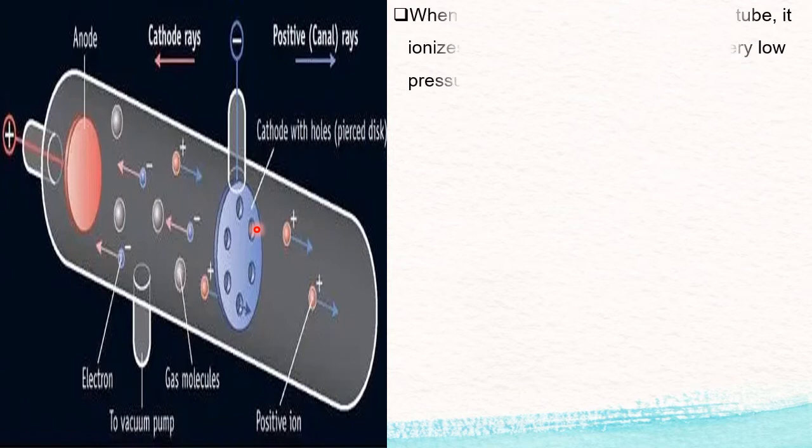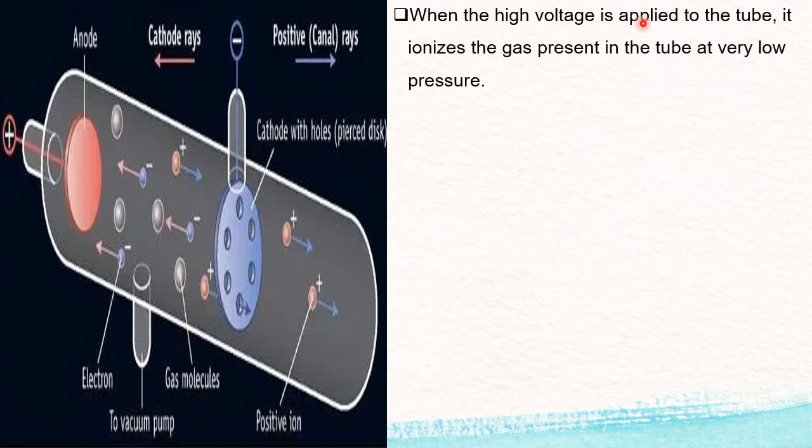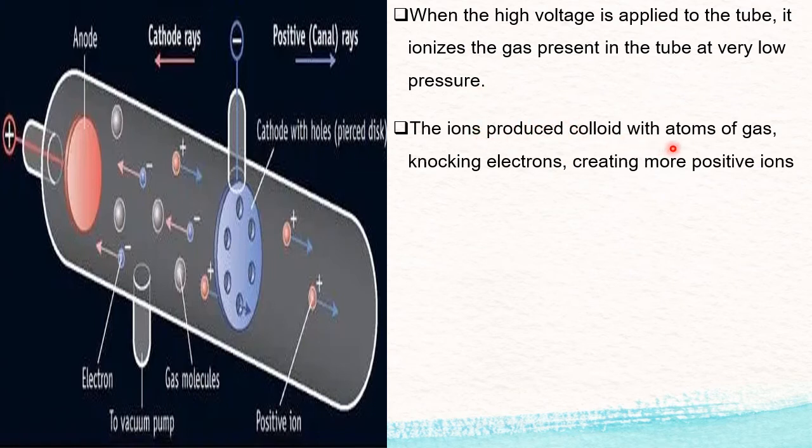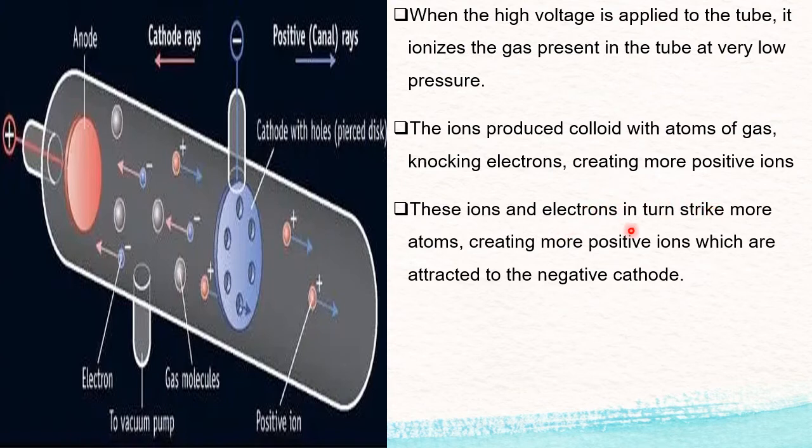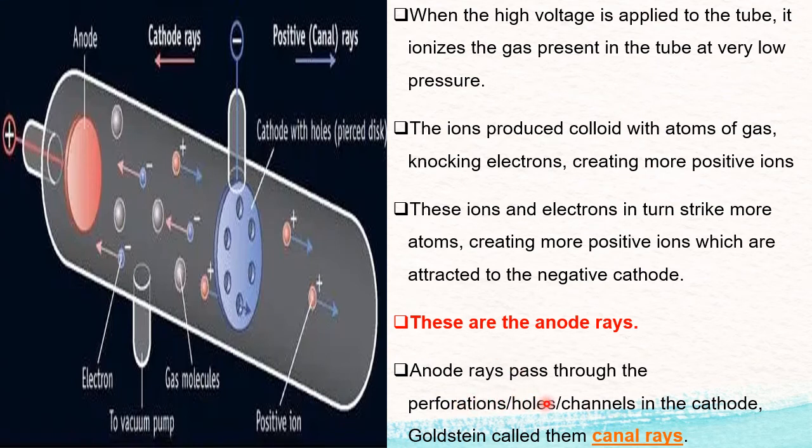Let us see. When high voltage is applied to the tube, it ionizes the gas present in the tube at very low pressure, same conditions. The ions produced collide with atoms of gas, knocking out electrons and creating more positive ions. Electrons ionize the gas into electrons and positive ions, and they collide again. Many more ions and many more electrons are formed. These ions and electrons in turn strike more atoms. This continues like a chain reaction, creating more positive ions which are attracted to the negative cathode. These rays are called anode rays, so the credit of anode rays goes to Goldstein. Anode rays pass through the perforations, holes, channels in the cathode, so Goldstein called them canal rays.